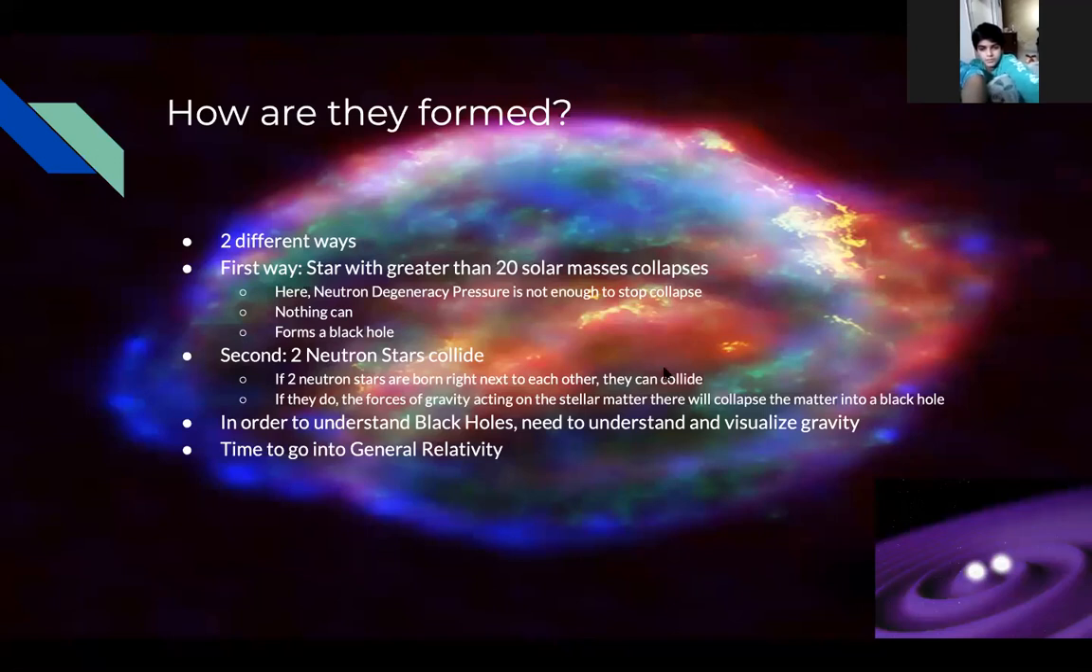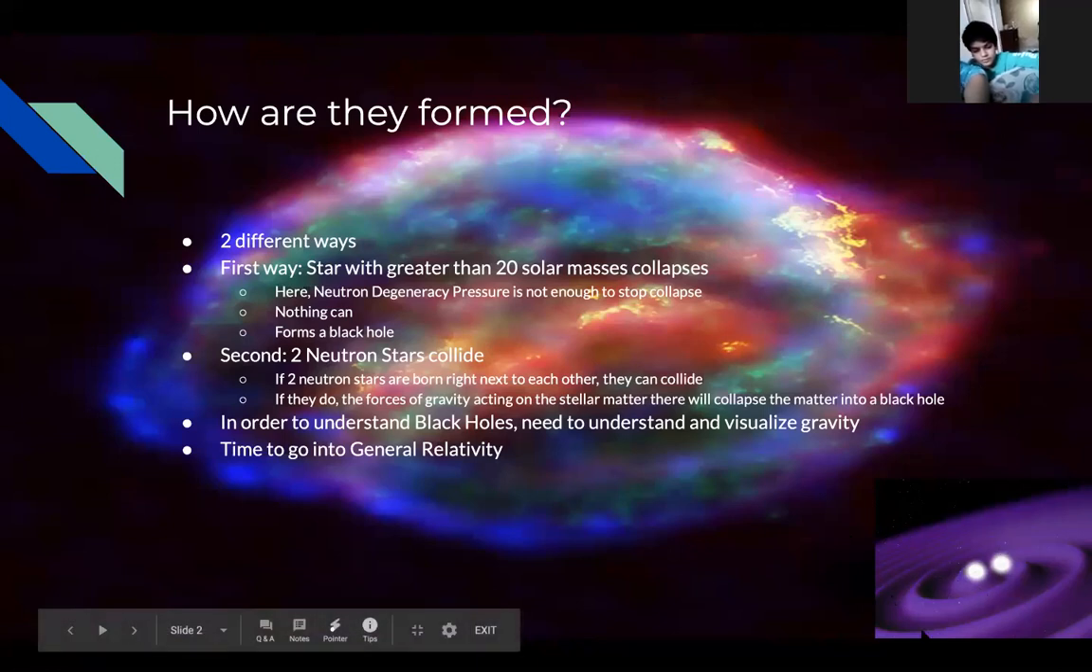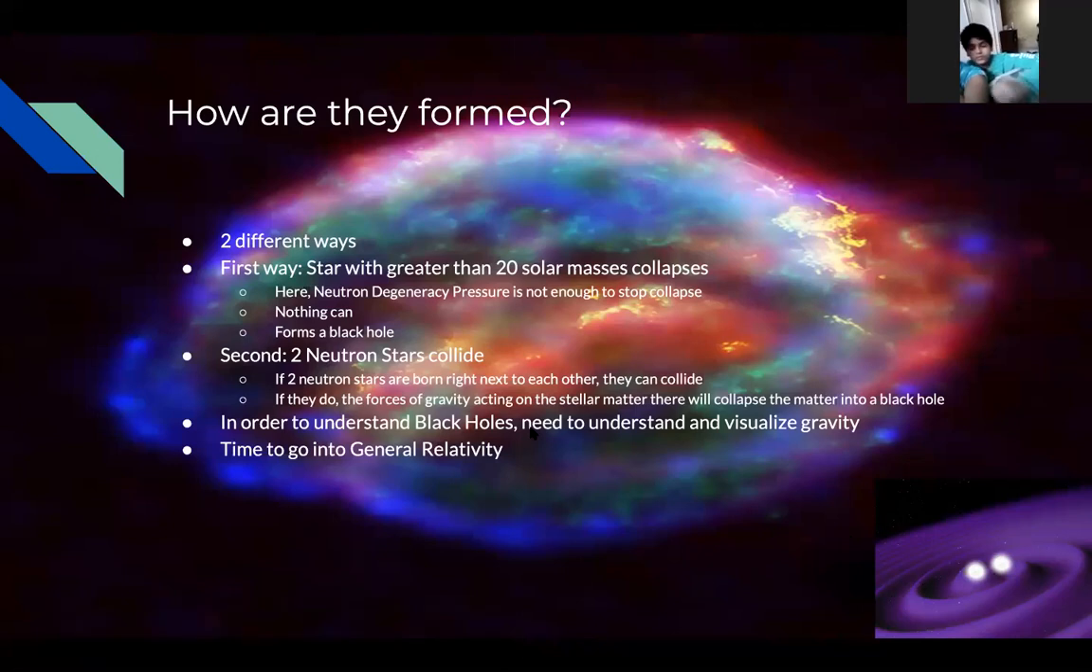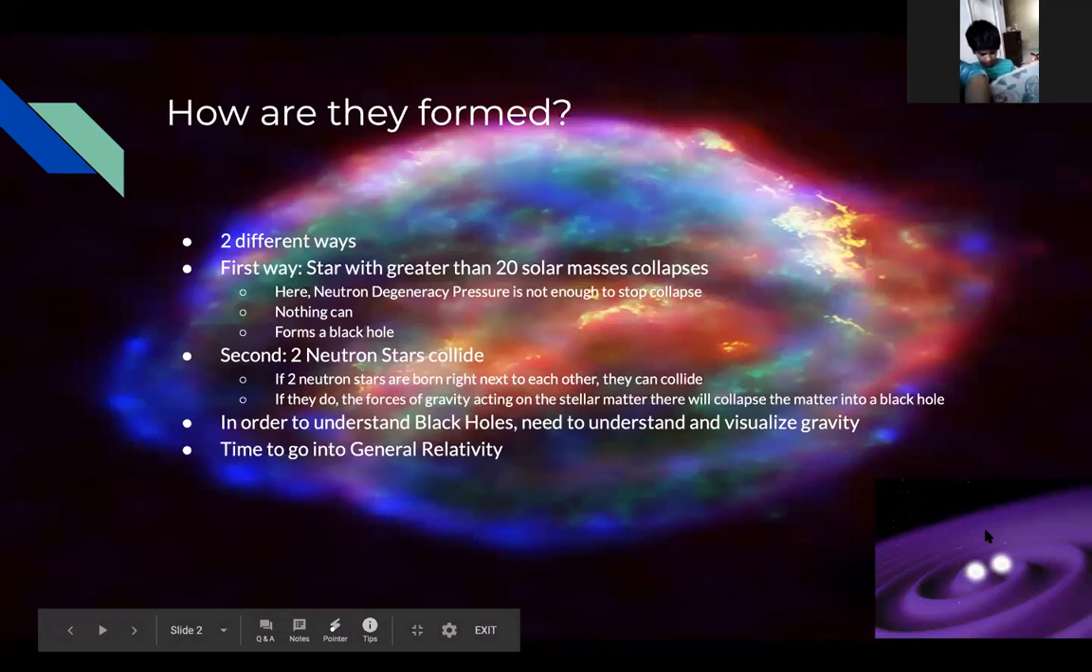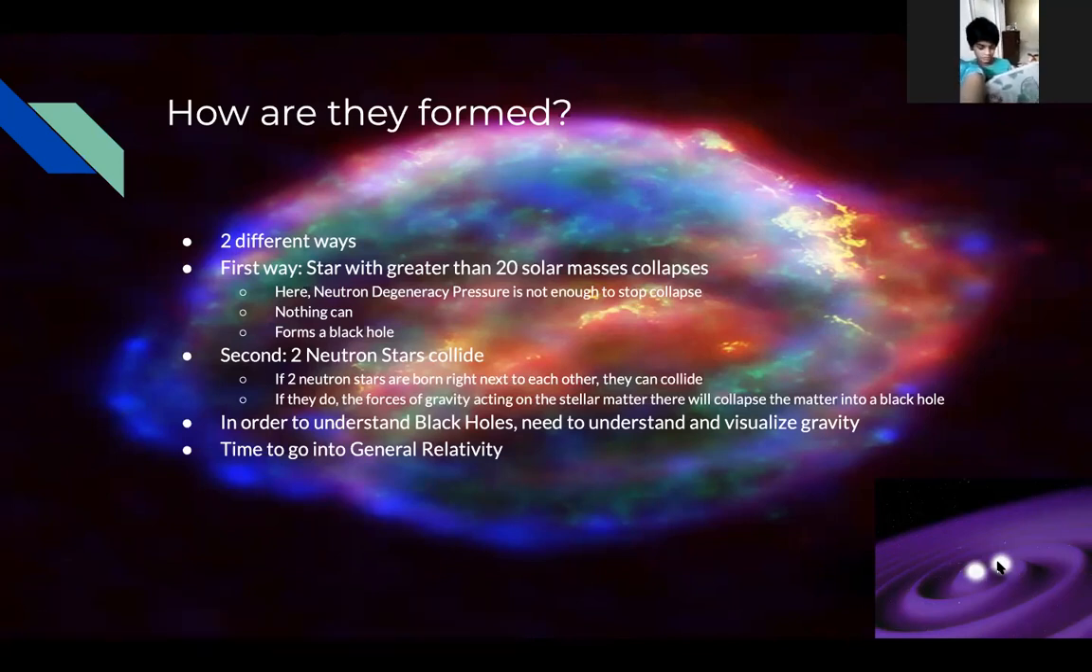The second method is when two neutron stars collide. I've got a picture down here. To put it simply, if two neutron stars are born next to each other or born in a binary system, I'll go over this at a later date. But if they are born next to each other, then their extreme gravity will mean that at some point they will collide into each other. When they do, and if they do, the forces of gravity acting on the neutron star matter will be so immense that it will collapse into a black hole.